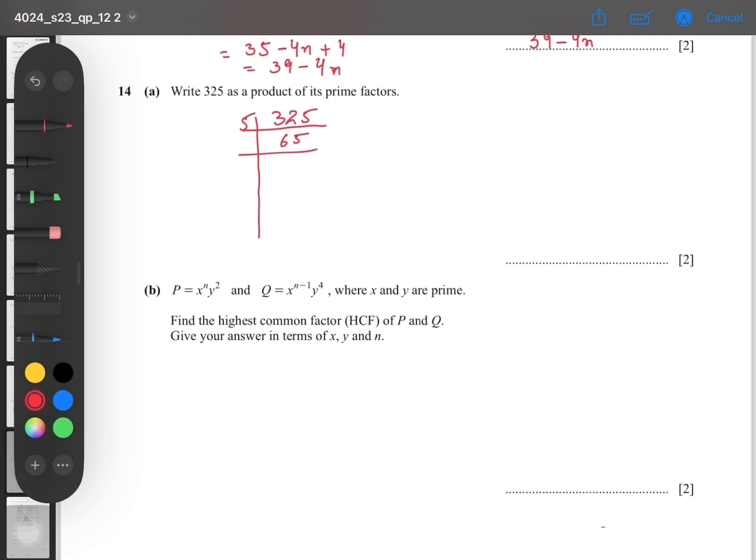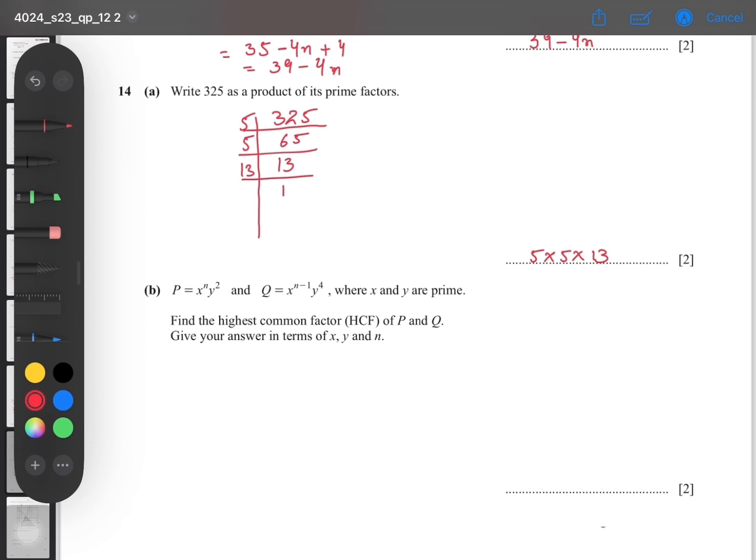So 5 times 13 is 65. 13 times 1 is 13. So the answer is 5 times 5 times 13.